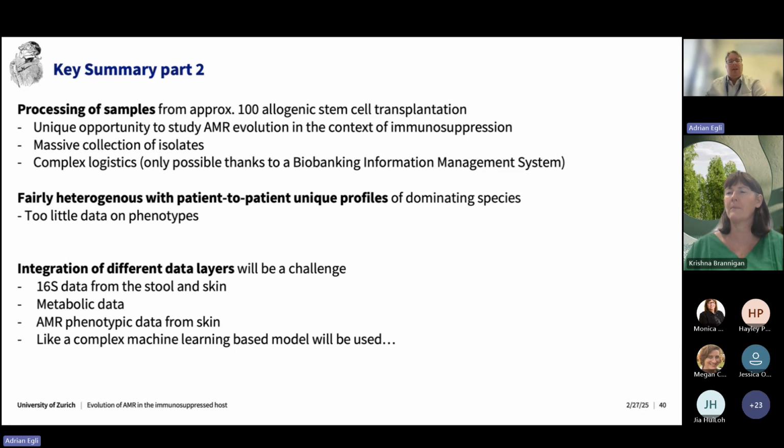And we will integrate at the end of the project different data layers. On one hand we have all these phenotypic informations, as you have seen. Then we have the 16S data and the metabolic profile data, which comes from ETH. And this project is also done in a larger consortium system for the metabolic profiling, for example.